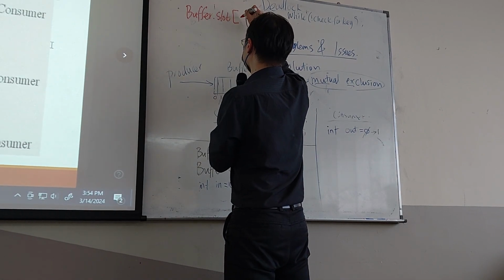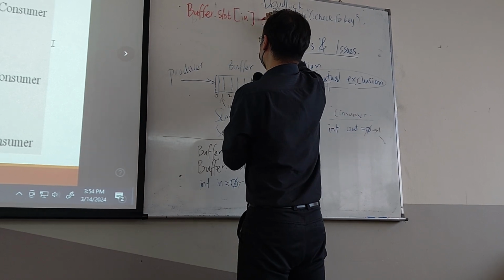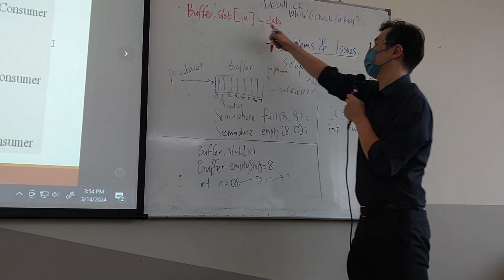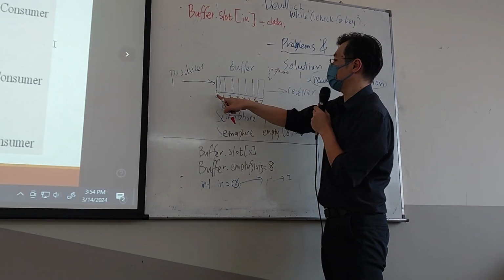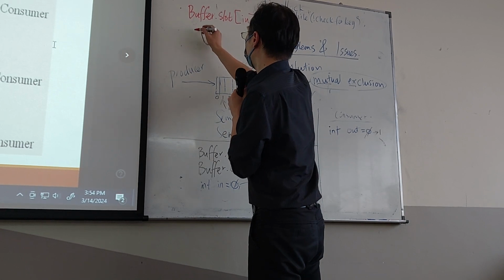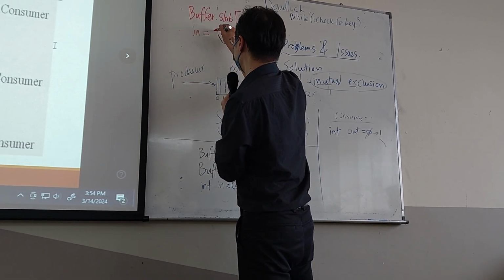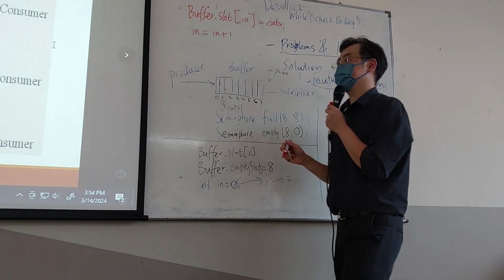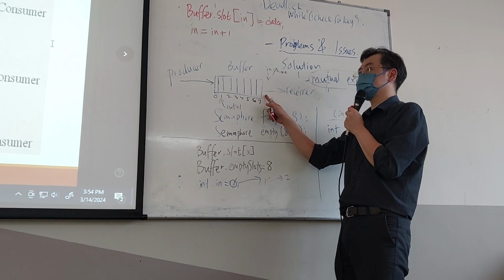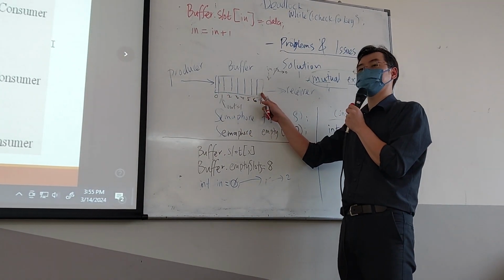And in, I put the data inside. Okay? Put the data in this slot. Let's say it's 0. Okay? And what next I need to do is in equals in plus 1, right? So it increments by 1. But we have to take care also that it's going to wrap around to here if you go past 7.